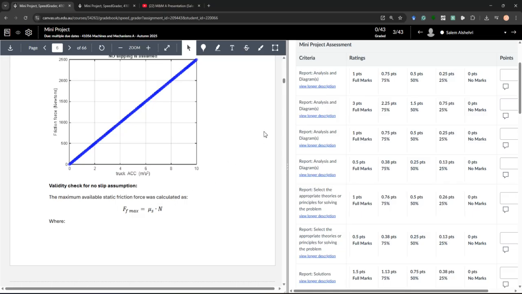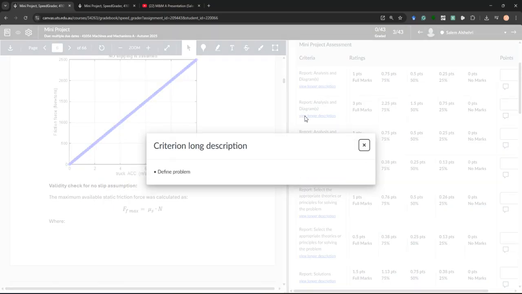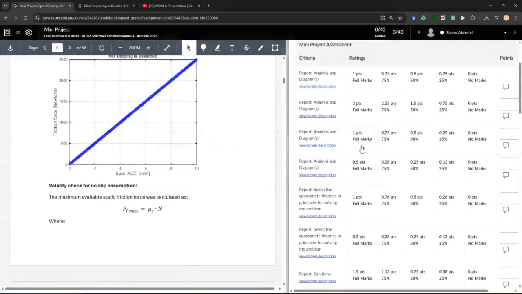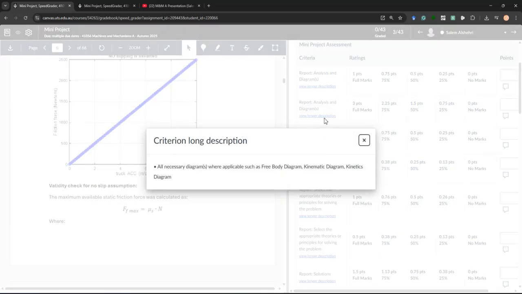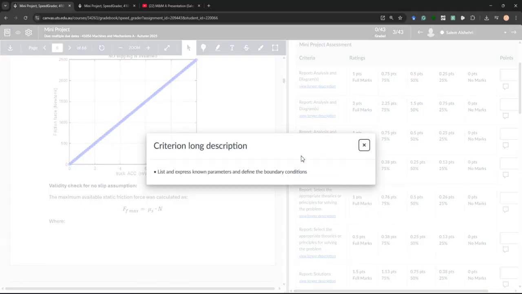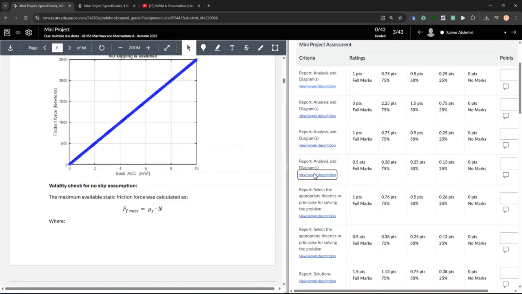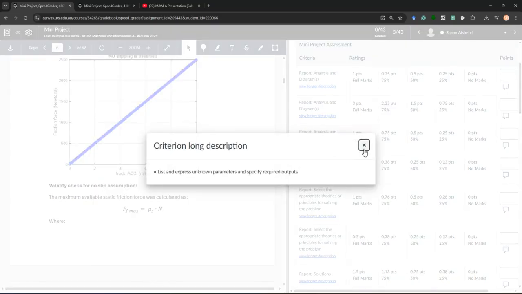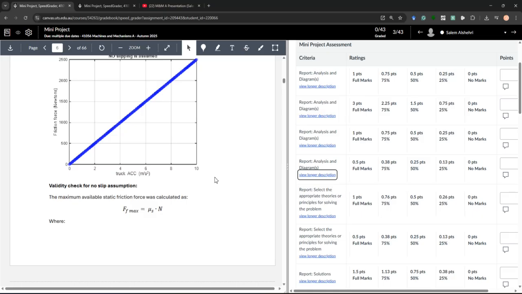So he's actually doing the parts of, well, we can see that this one is for the final problem he's done. For this one, all the necessary diagrams have been applied: free body diagrams, kinetic diagrams, all being done. For this one, the list and the expression of the parameters to define the boundary condition are all done. The analysis and the diagrams all done. But I'm not going to do it, as I told you, sticking here.